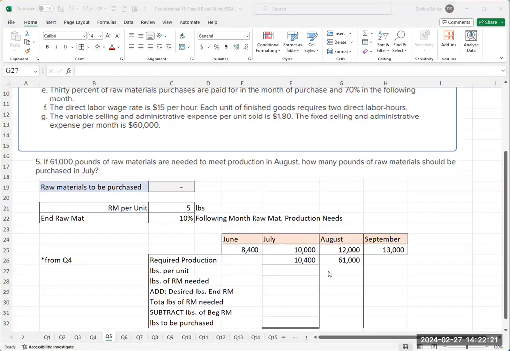Oh, that's right. I was like, where did that number come from? So this number right here, this 10,400 units, it's from question 4. It was my answer to question 4.